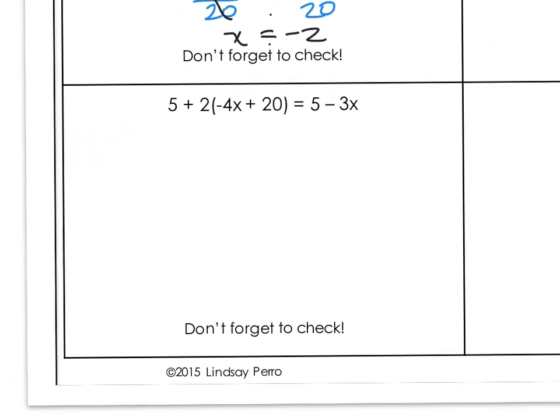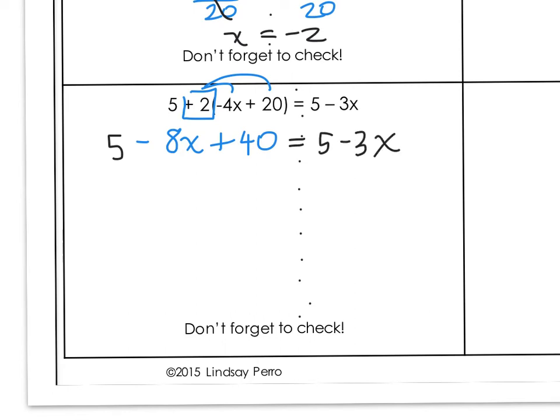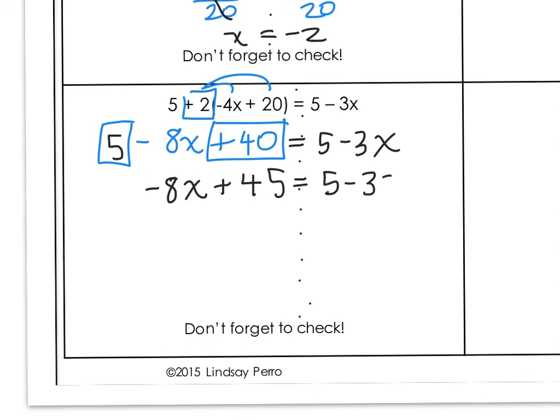Next example. I see here I have parentheses, so after I draw my fence, I'm going to distribute that positive 2, watch your sign, to the negative 4x and the positive 20. So 5, and then 2 times negative 4x is negative 8x, and 2 times 20 is positive 40 equals 5 minus 3x. On the left, I have like terms that I can combine. I have a 5 and positive 40. So negative 8x and 5 and positive 40 is positive 45 equals 5 minus 3x.